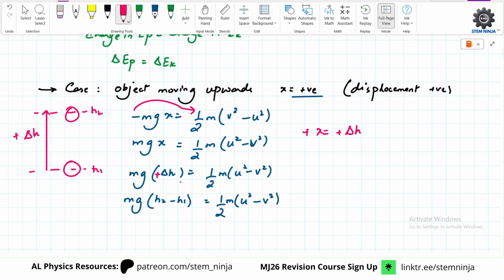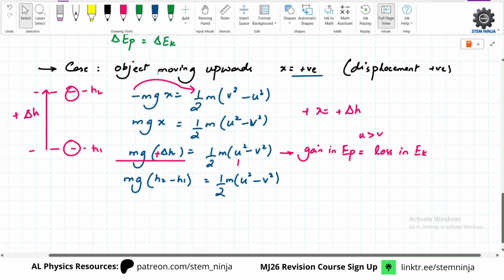However, what it means, this is representing gain in potential energy, and this, since you can see u, if the left side is positive, the right side is positive also. This would mean that u is greater than v, which would mean that the initial velocity is higher, meaning it's decelerating. So this is basically your gain in potential energy equals to loss in kinetic energy.